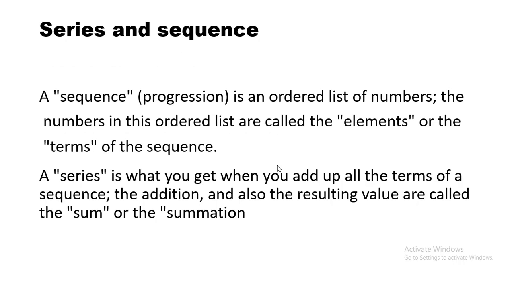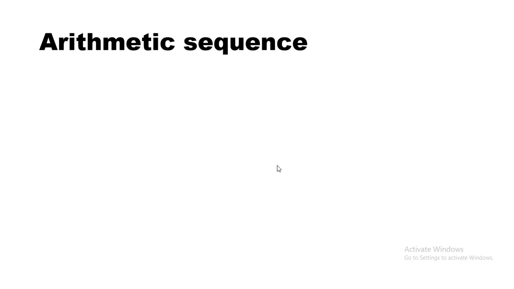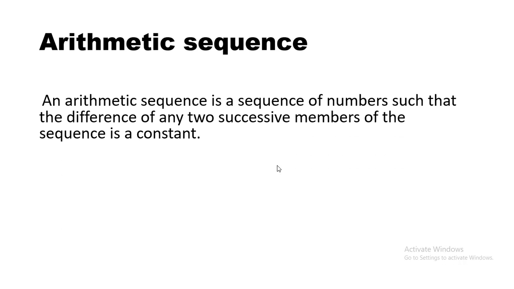The types of sequences. Now firstly we will be learning about arithmetic sequence. An arithmetic sequence is a sequence of numbers such that the difference of any two successive members of the sequence is a constant. In order for a sequence to be an arithmetic sequence, whenever a sequence is written, the difference of the two successive terms should be equal throughout that sequence. Then only we can say that this sequence follows arithmetic sequence.